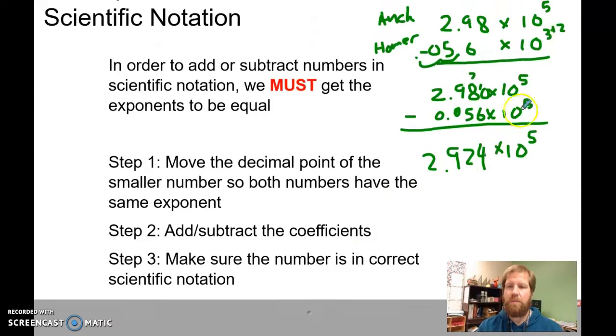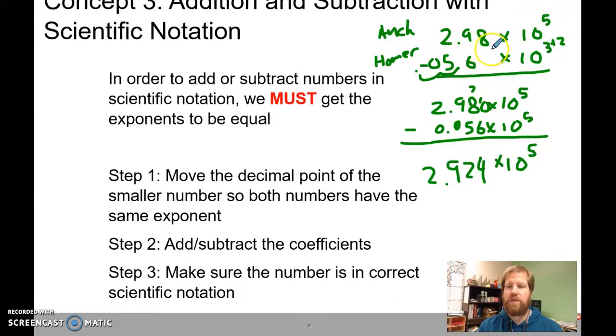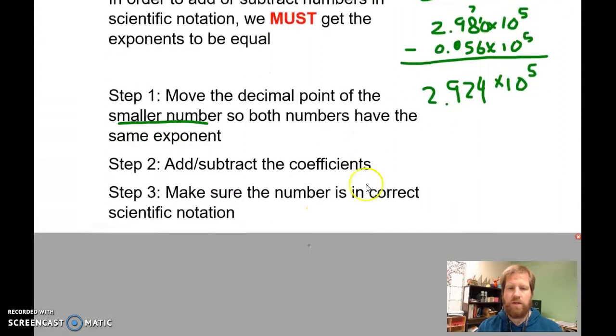And we can see that because we increased the exponent of the smaller number, we brought this up to 10 to the 5th, we still have this in scientific notation. If we had moved the decimal for our larger number and brought it down to 10 to the 3rd, and we had 298 minus 5.6, we would still get the same number, but we'd end up having 292.4 times 10 to the 3rd, and then we'd just have to convert this back into proper scientific notation. That's why I advise you change the smaller number. Okay? Let's look at another one.